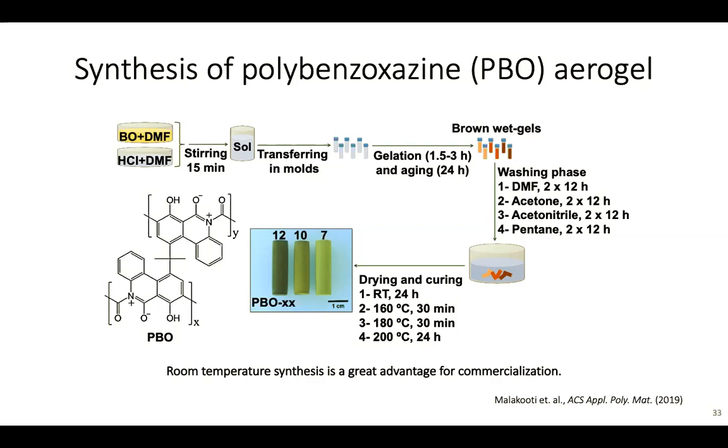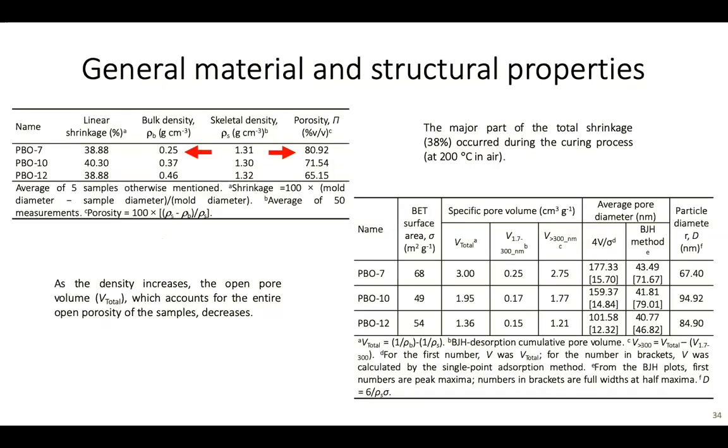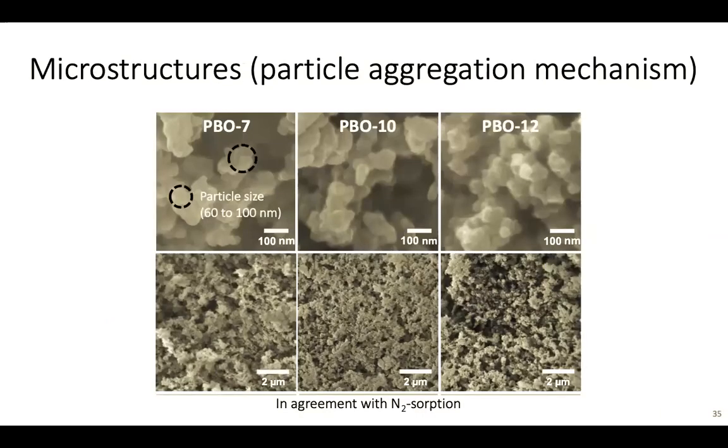So the densities that we got, the lowest density is 0.25. You can always compare to the density of water. Water is 1, so we're talking about 4 times lighter than water, with 80% porosity. And BET surface areas are in the range of 50 square meters to 70 square meters per gram. Slide 35, Dr. Paul.